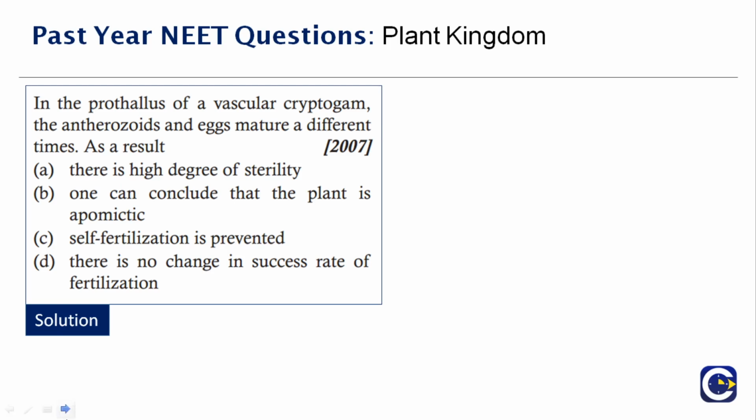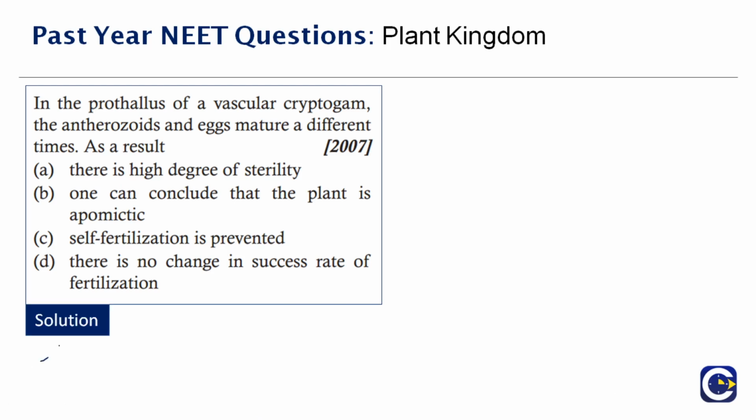So look at the first option here, a high degree of sterility. No, it cannot be the answer. We are not talking about sterility. It is of course getting matured, but it is not happening at the same time. So sterility cannot be the answer. Look at the second option here.